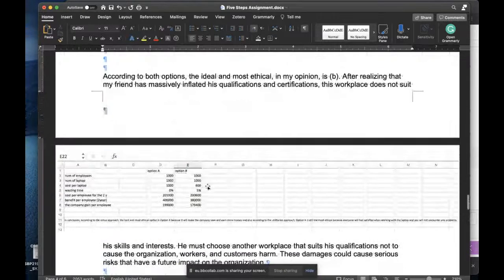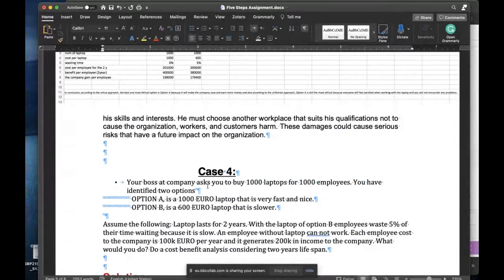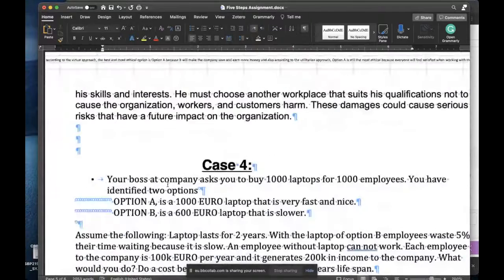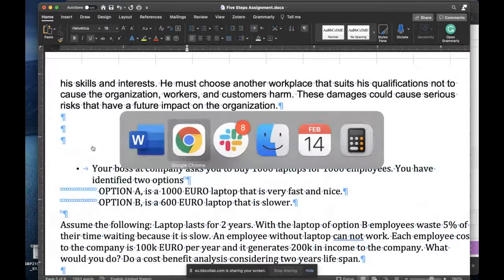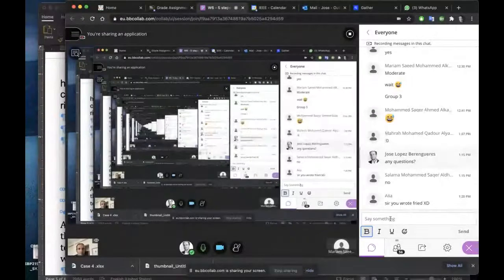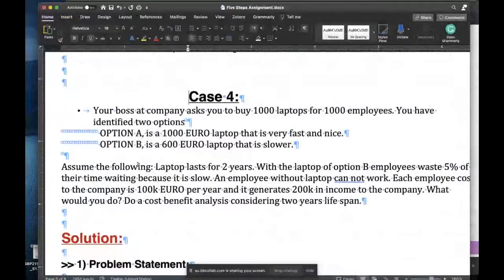Case number four. Who wants to read it? Yes, somebody? See, you're fine. Thank you. Anybody else? Somebody else wants to do case number four? Yes, Mariam. Doctor, I'll check with Sumaya.